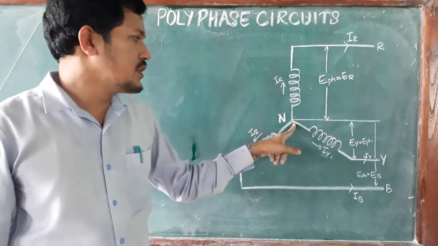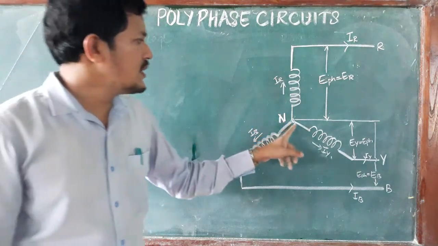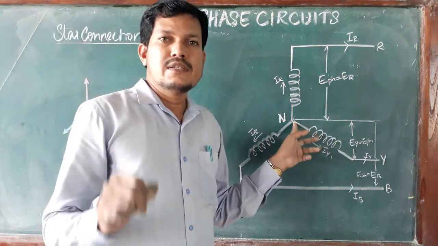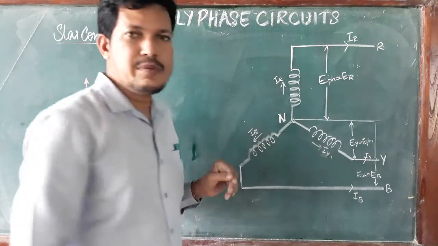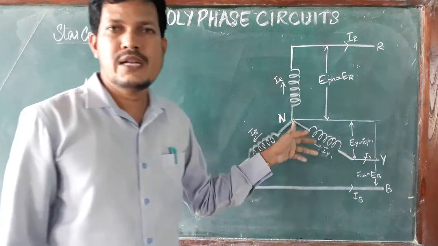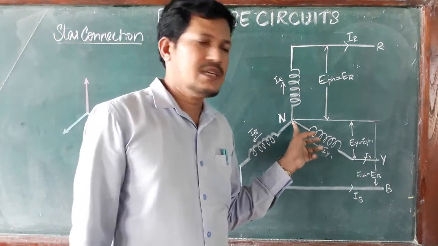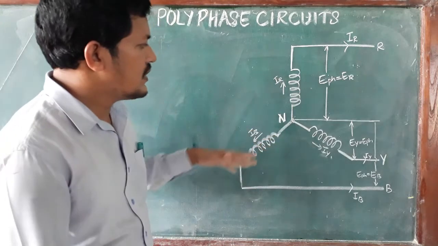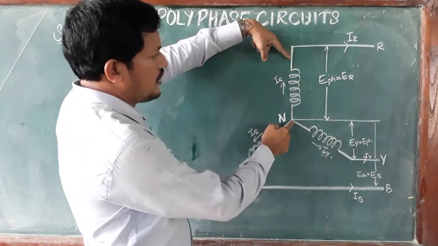Star point or neutral, this point is connected to the earth terminal. So this point will always be at zero potential. Whenever there is an unbalanced condition, there may be some potential, but under balanced condition, the neutral is a zero voltage or zero current terminal. Next, based on the neutral, we can measure the voltage across the coil.